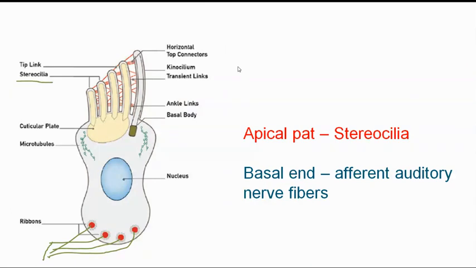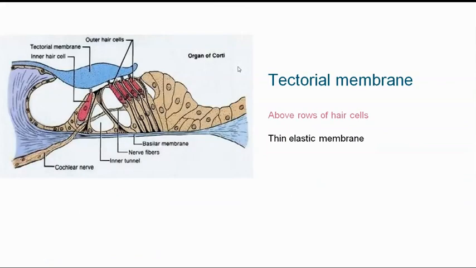Here you can see the stereocilia clearly, the finger-like projections on the apical part of this hair cell, and at the base you find the presence of auditory nerve fibers. Here you can see the presence of the tectorial membrane. This blue colored one is the tectorial membrane. This is a thin elastic membrane, and it is present over the stereocilia. Stereocilia are the finger-like projections which we find on the hair cell.